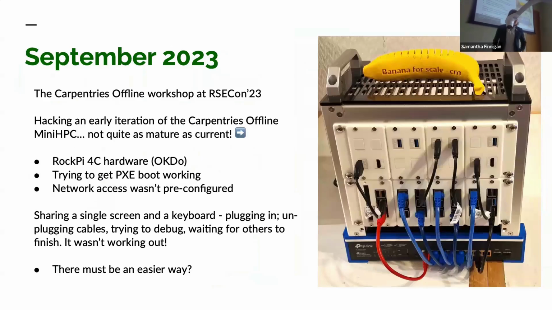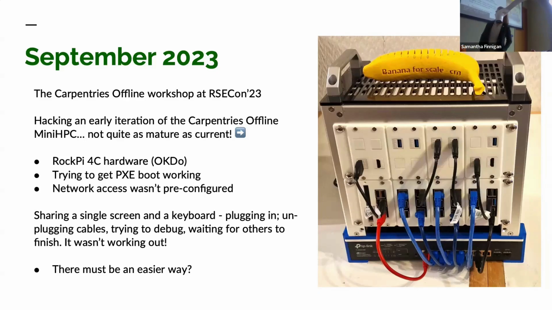So this takes us to September 2023. Some of you may have been there in the room or online, which was the Carpentries Offline workshop at RSECon 23. So that was where we were hacking on an early iteration of the Carpentries Offline mini HPC, which is not quite as mature as the current one, which you can see on the slide with the banana for scale, 3D printed banana for scale.